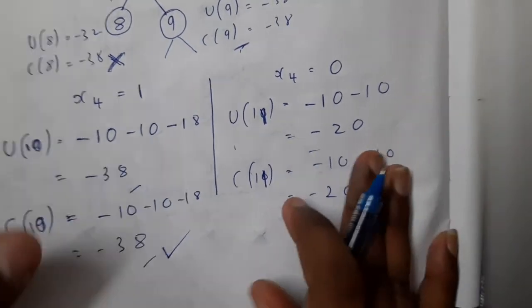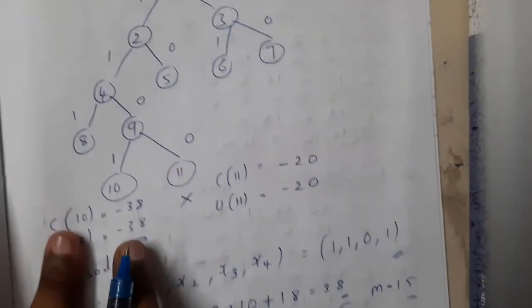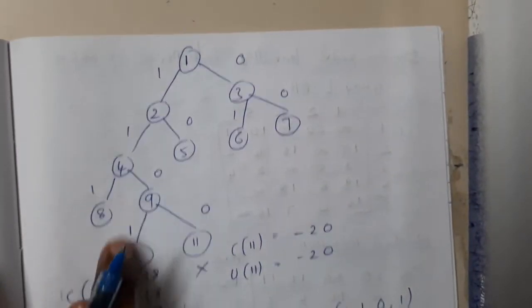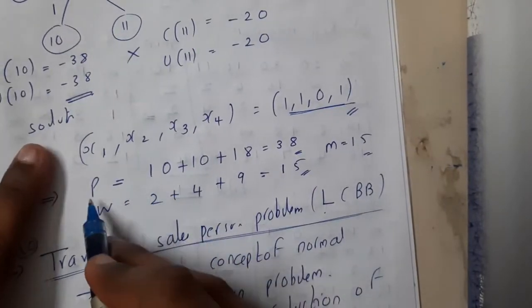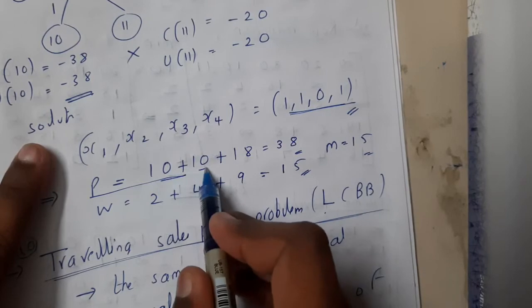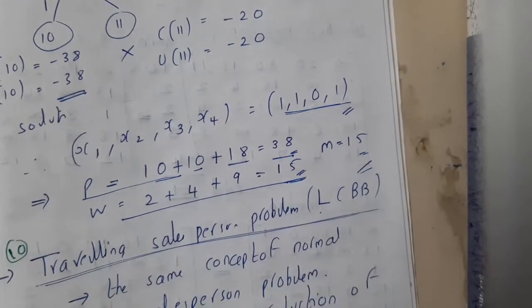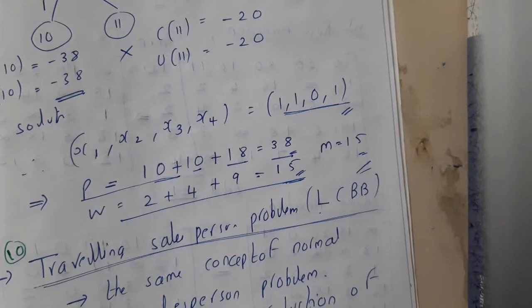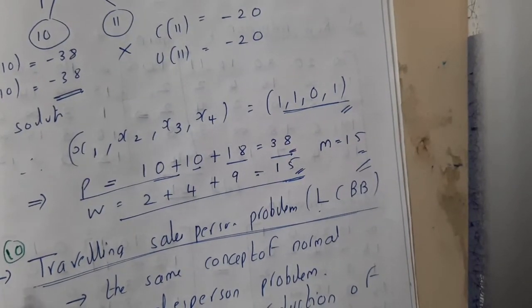So indirectly this is your final answer, and you will be selecting that only. You will be selecting the path 1101, that will be your path. The profit is nothing but 10 plus 18, that is 38, and the weight is exactly 15. Okay, so I hope everyone got a clear idea of the knapsack problem using the FIFO method.